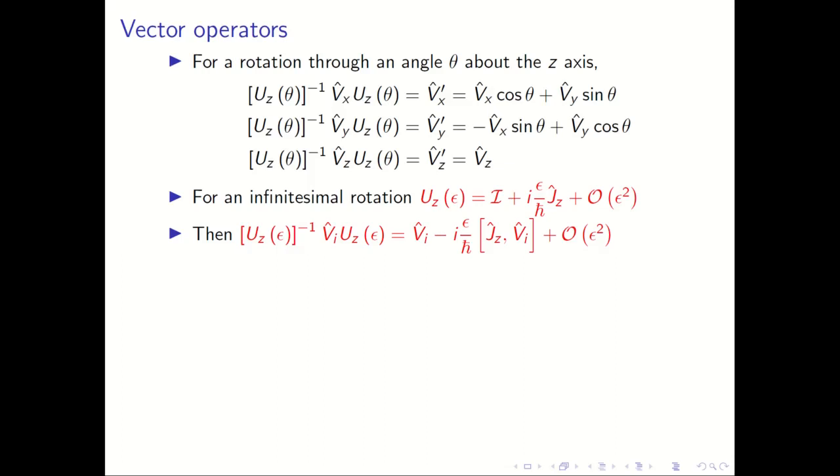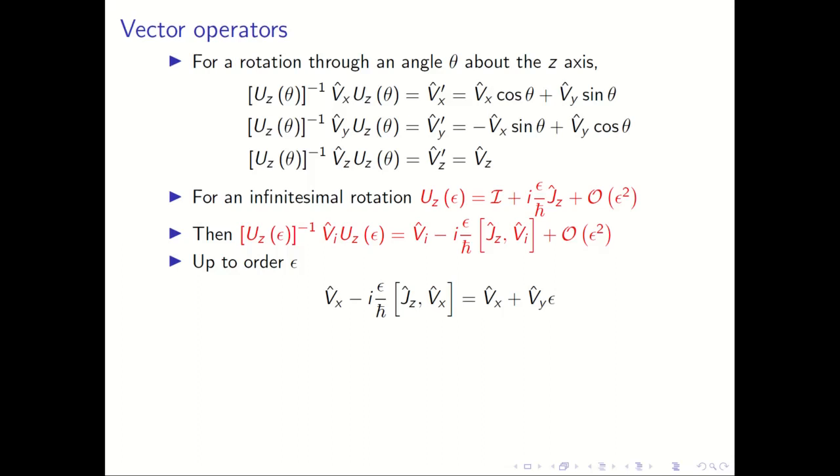Well, this is all correct up to order epsilon. There's an order epsilon square correction to this. But notice that when the angle theta is infinitesimal, cosine theta becomes cosine epsilon, which is 1 to order epsilon, the correction beyond that being order epsilon square, and sine theta simply becomes sine epsilon, which is epsilon to order epsilon.